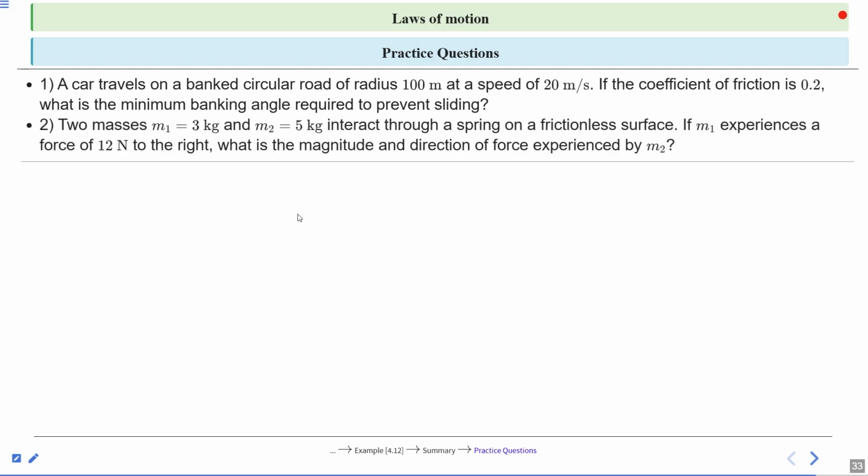And second question: two masses m1 equal to 3 kg and m2 equal to 5 kg interact through a spring on a frictionless surface. If m1 experiences a force of 12 Newton to the right, what is the magnitude and direction of the force experienced by m2? So in this question, you have to find out the magnitude and direction of the force experienced by m2.